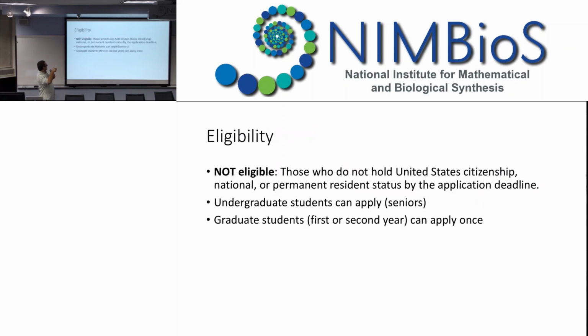Eligibility: the good thing is that undergraduate students can apply. So if you're a senior, whether you're going to stay at the University of Tennessee or not for graduate program doesn't really matter for the application. So seniors can apply, and graduate students now, from the last year as well. Second-year graduate students also can apply. So you don't have to be a first-year graduate student. You can be a second year, but you can only apply once.